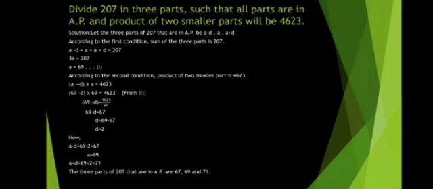Now we'll take 69 to the other side of the equal sign. So what we'll get: 69 minus d is equal to 4623 upon 69. If we divide 4623 by 69, we'll get 67 as the answer. So what will come? 69 minus d is equal to 67.